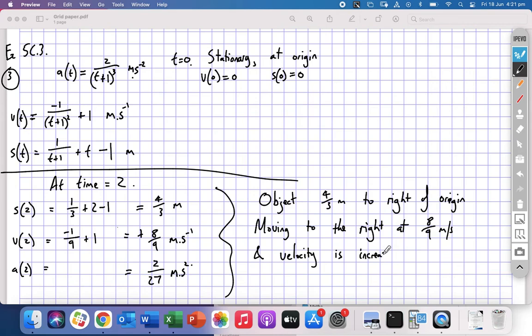That'll do. Velocity is increasing. We could say its acceleration is 2 on 27, something like this. Its speed is also increasing. If it has positive velocity and also positive acceleration, so it's accelerating in the same direction that it's moving, therefore its speed is increasing as well. But you don't need to write that unless you're specifically asked. Okay. All right, and that's it.